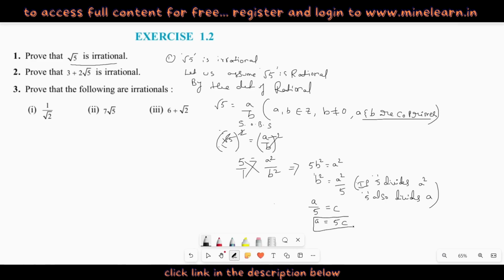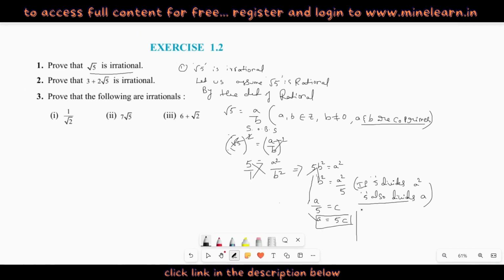Now substitute the value of a in this equation, 5b square is equal to a square. 5b square is equal to 5c whole square. Now the square belongs to both: 5b square is equal to 25c square. Now 5 ones are 5, 5 fives are 25, so b square is equal to 5c square. 5 comes this side, b square by 5 equal to c square.